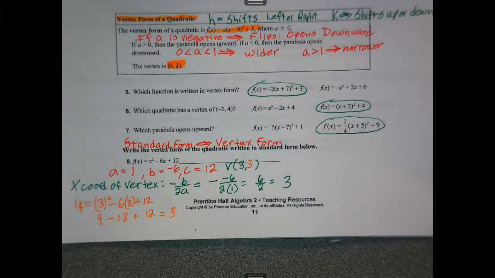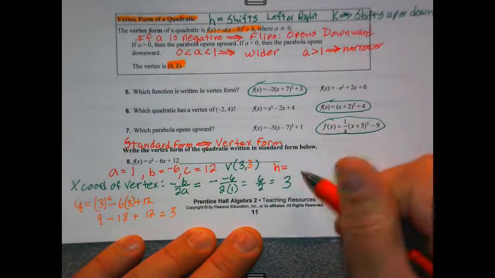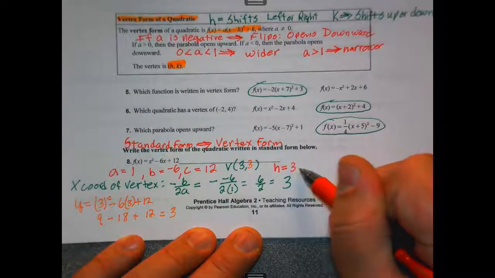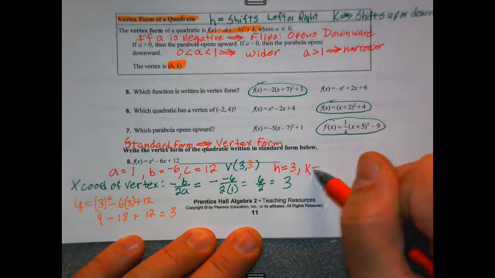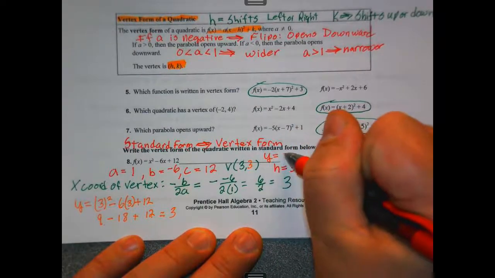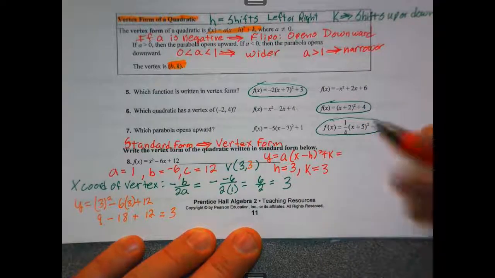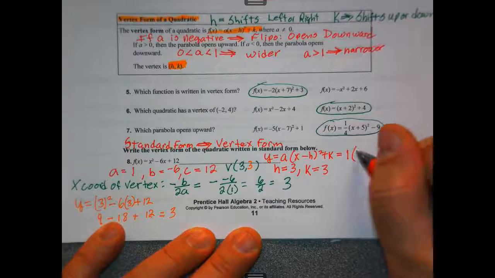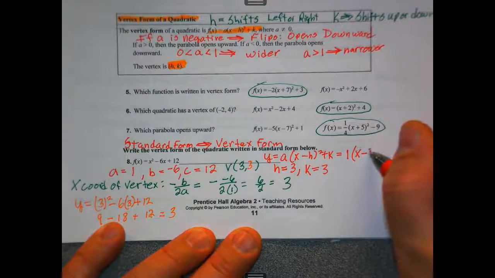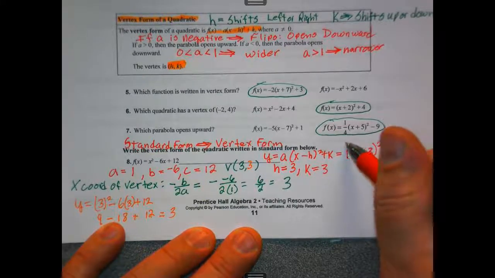Okay. What's my H? It's 3. What's my K? So I have y equals a times x minus h squared plus k. So my a is 1. X minus, what's my h? Squared plus k, which is, there's my answer.